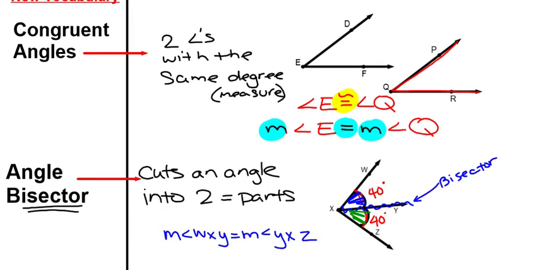Angle bisector. Now what I want you to do is pause your video. Try those practice problems if you haven't tried them yet. If you need help, pick me up in the next video, or you can get started on your homework.